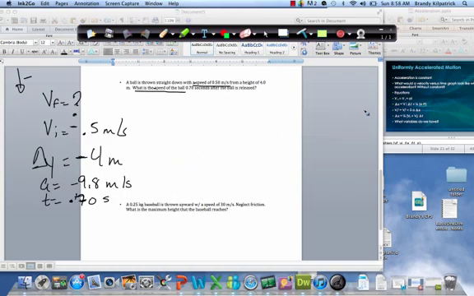So now let's look at pretty much any equation. It should work because I've got 4 variables. So the first one, VF is unknown, but I have VI, I have acceleration, and I have time. So let's use that equation.